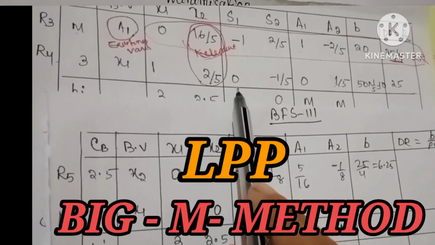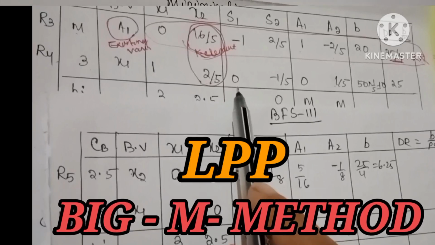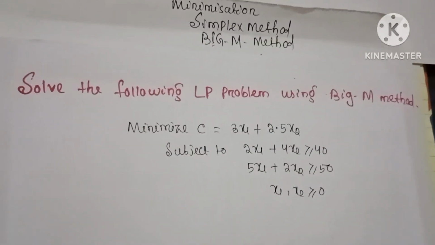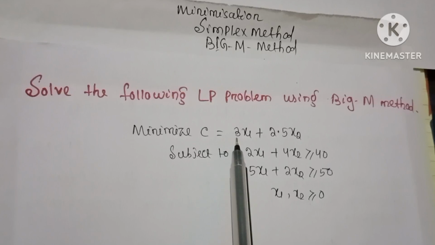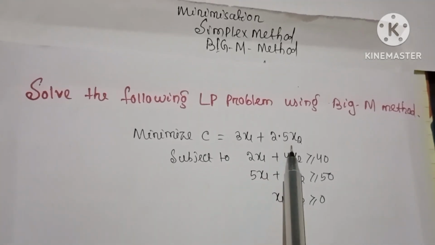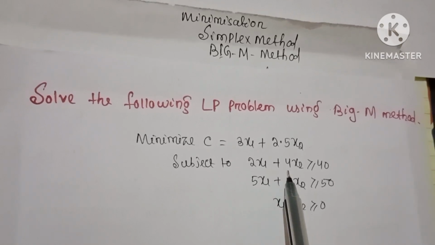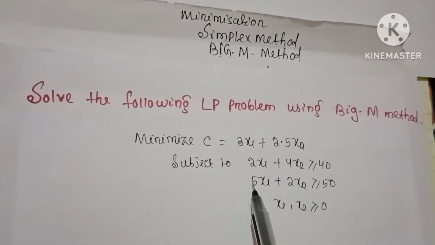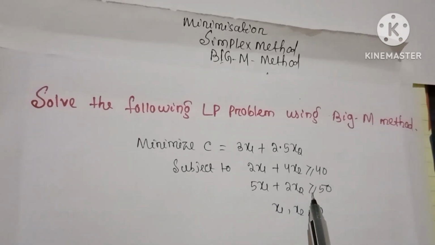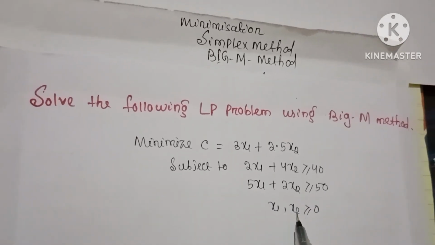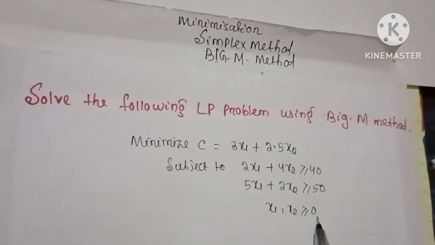In today's lecture, we will discuss the linear programming problem using the Big M method. Suppose the objective function is minimize C equal to 3x1 plus 2.5x2, subject to 2x1 plus 4x2 greater than or equal to 40, and the second constraint is 5x1 plus 2x2 greater than or equal to 50, and x1 and x2 are greater than or equal to 0, which is the non-negative constraint.